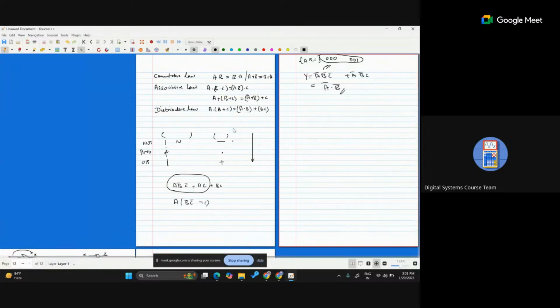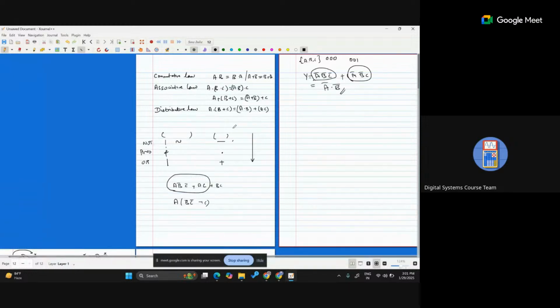So 2 cells or 2 groups can be reduced to one cell. I can rephrase it: 2 product terms with a single bit variation can combine into a single product term with one literal reduced.